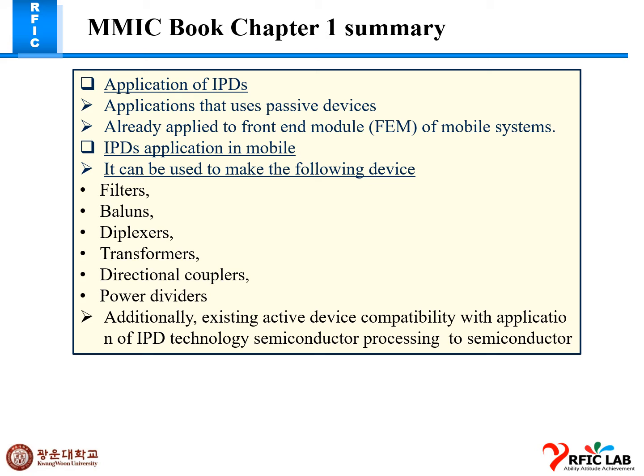Application of IPDs. These IPDs are already applied to front-end modules of mobile systems. There are several devices within the mobile that are made using IPDs, and these include the filters, the baluns, the diplexers, transformers, directional couplers, and the power dividers. Additionally, existing active devices are compatible with application of IPD semiconductor processing.